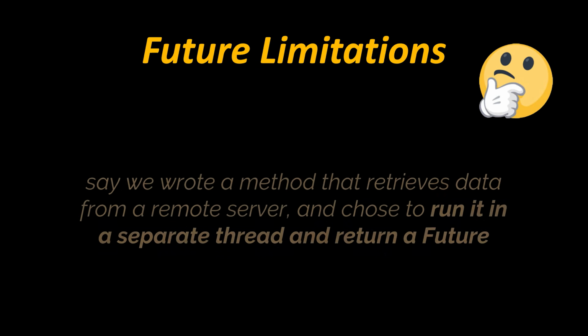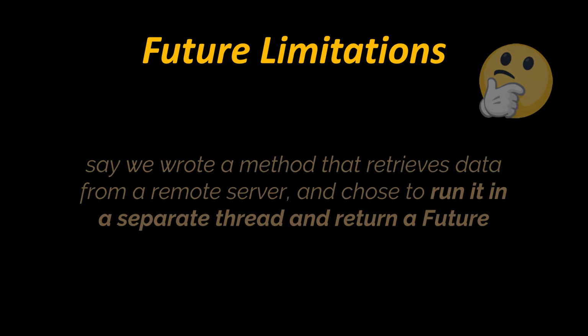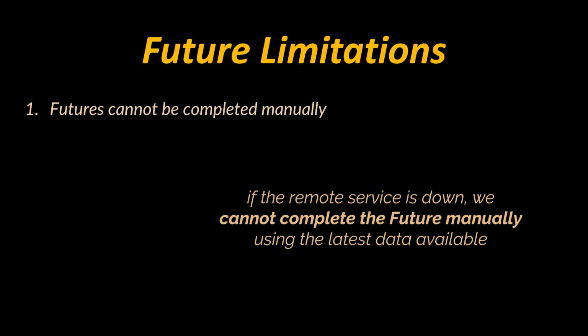At the beginning of the video, we mentioned that the Completable Future class was created to handle the limitations of the future class. But what are these limitations? Let's say we wrote a method that retrieves a certain piece of data from a remote server, and since this call is time-consuming, we chose to run it in a separate thread and return a future. Now, let's say that the remote service is down, and we want to complete the future manually using the latest cached version of the data available. Can we do this with future?